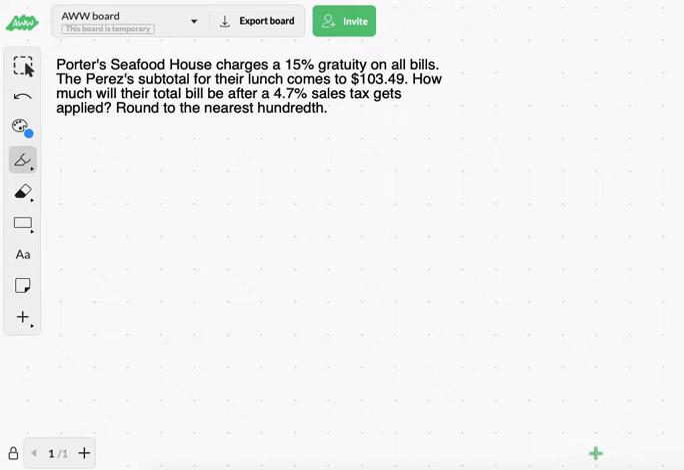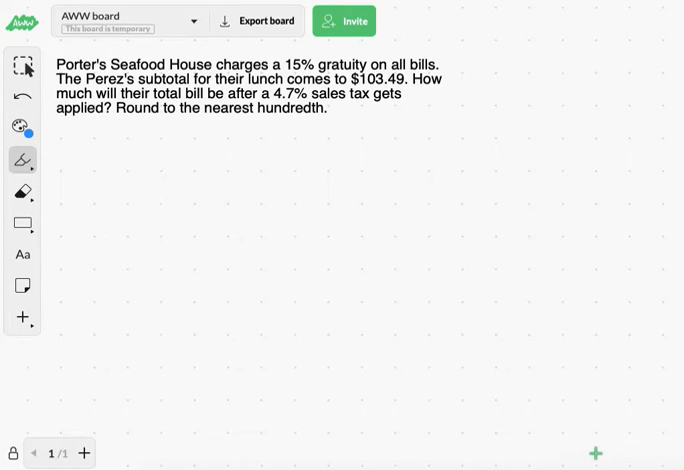Mr. Santana, and on this task, we're going to go over how to determine a cost after two different percents are being included in the cost or the pricing. Okay, so let's go straight to the problem.